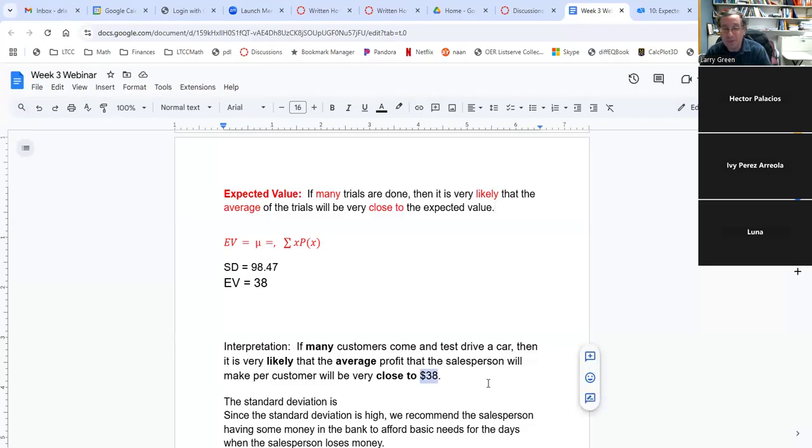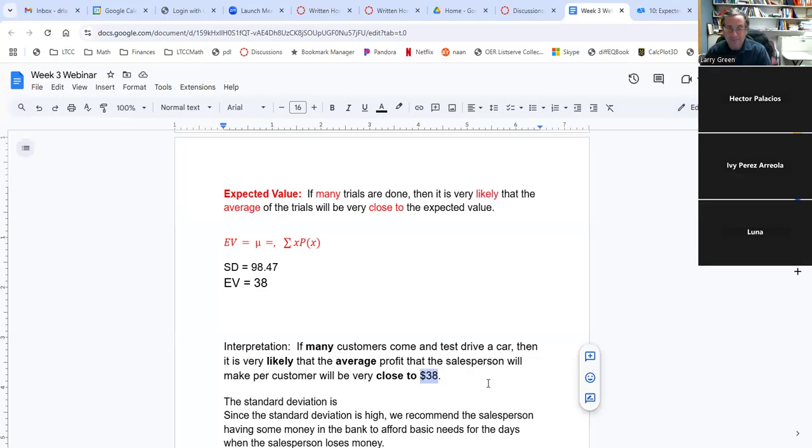$38 times three is what, 114. Is that pretty good money? $114 an hour? Good job or not good job? What do you think? Yeah, in terms of it pays pretty well.